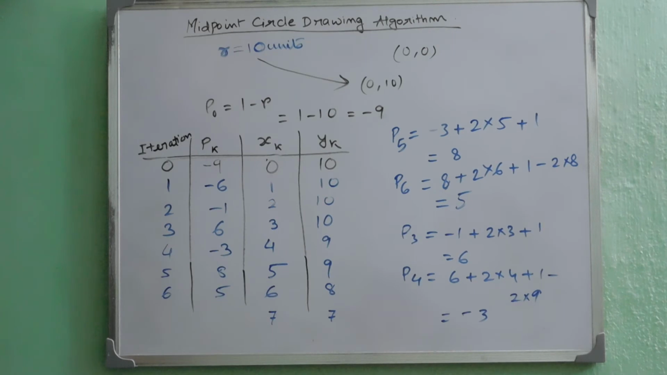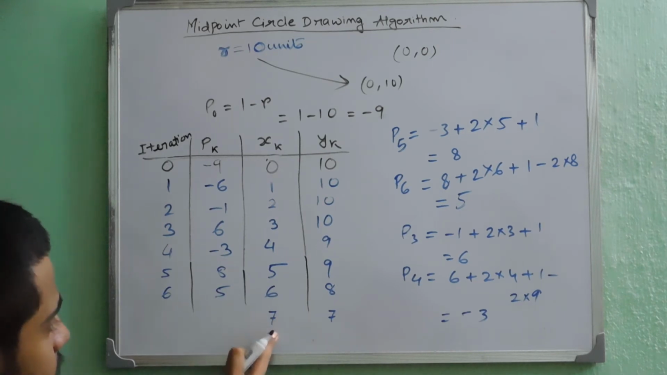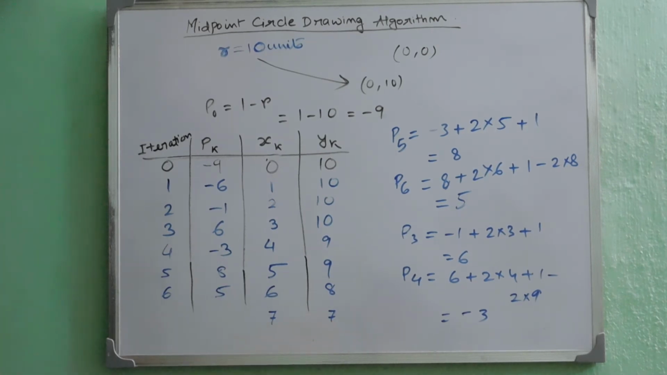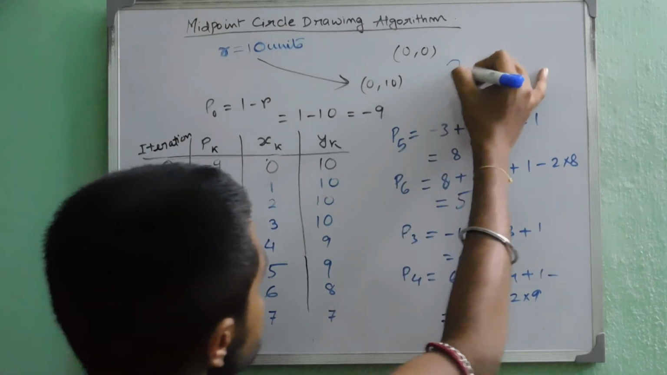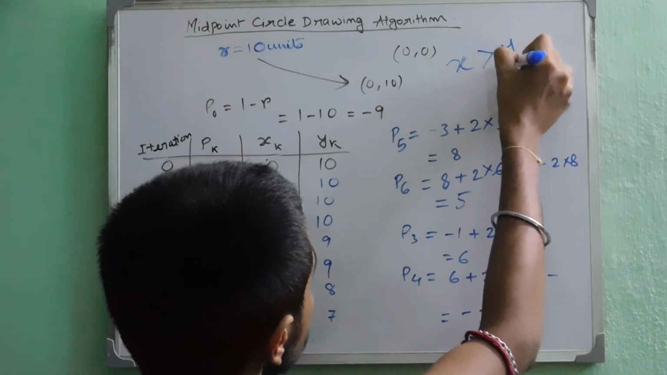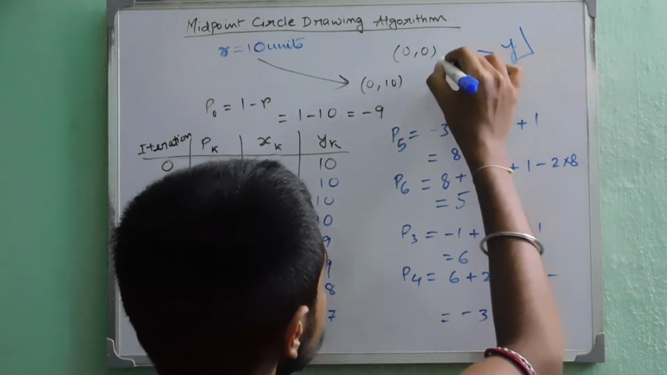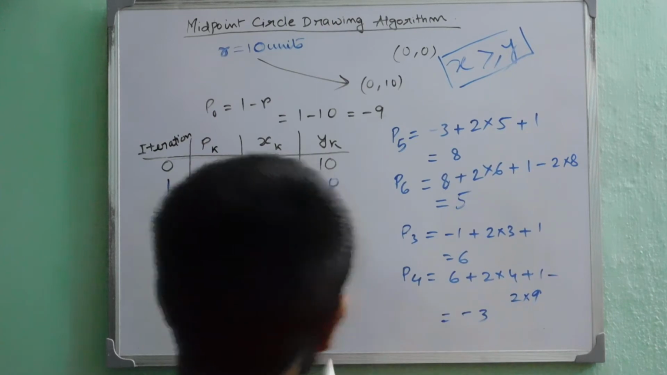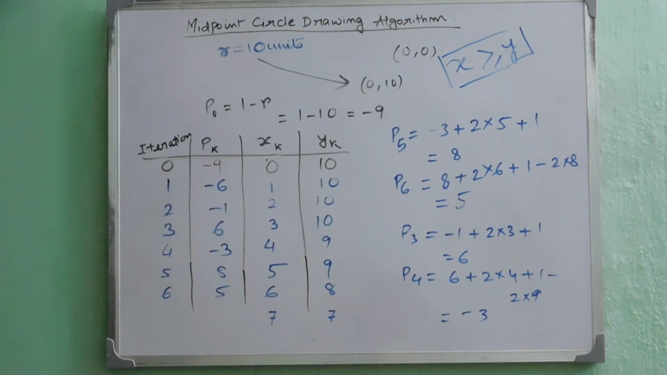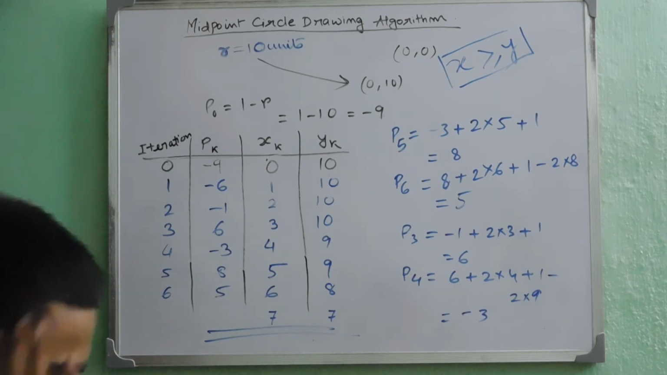Now since here x and y both are same, so there is a condition to stop the iteration, that is when x will be greater than or equal to y. This will be the situation where we need to stop our iterations. So we will just stop here.